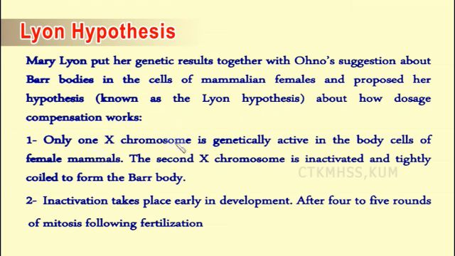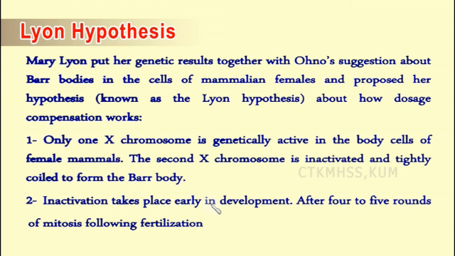Only one X chromosome is genetically active in the body cells of the female mammals. The second X chromosome is inactivated and tightly coiled to form the Barr body. So out of the two X chromosomes, one is active whereas the other one becomes inactive and forms a tightly coiled structure called the Barr body.